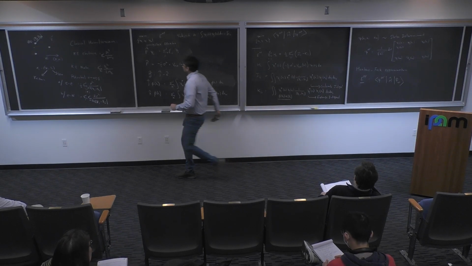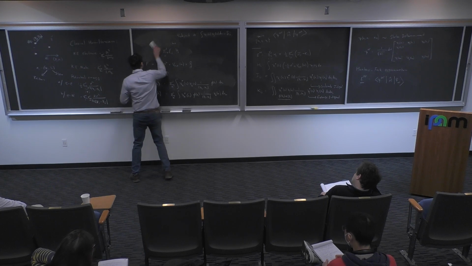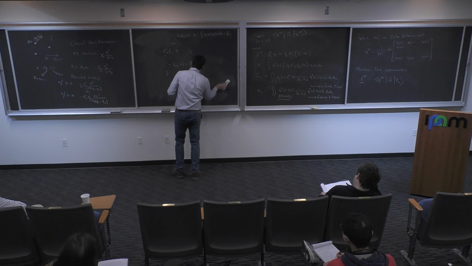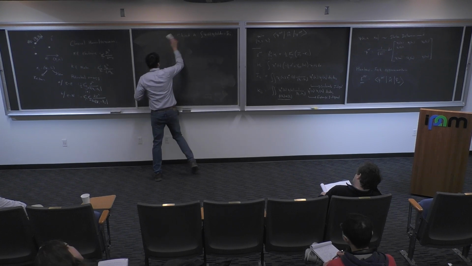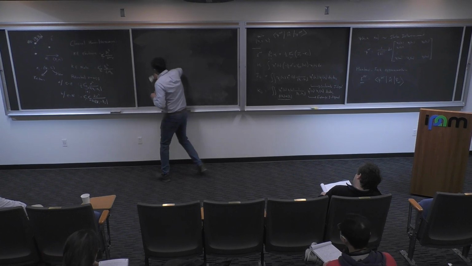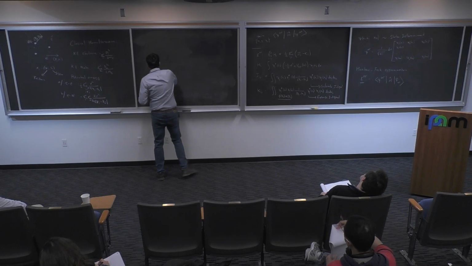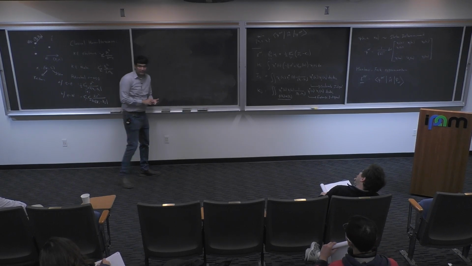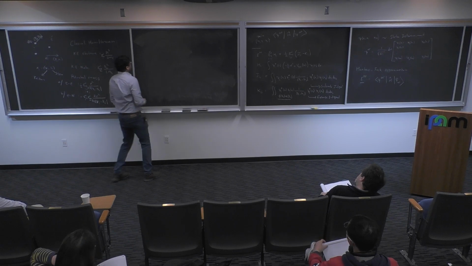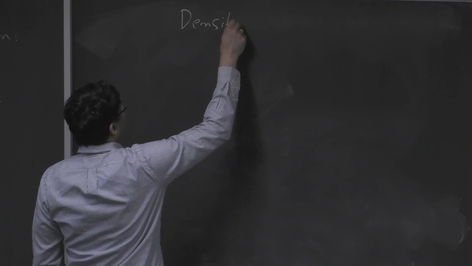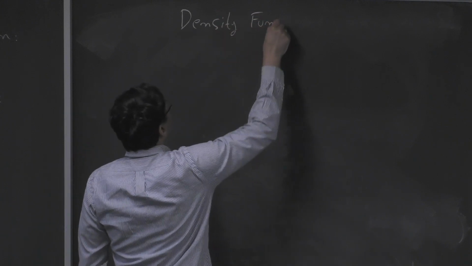But then in the mid-1960s, Hohenberg, Kohn, and Sham came up with something which is quite remarkable. And I think that pretty much changed the landscape of many calculations, especially in material science. And that is what is density functional theory that they proposed.